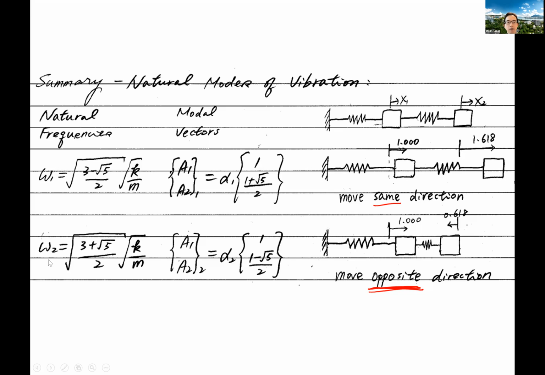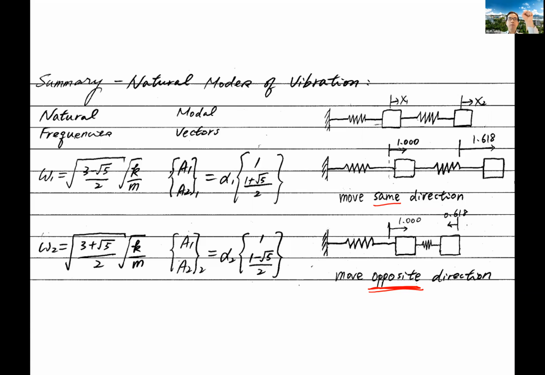And then at omega 2, if you move this to the right by 1, if you calculate, the other will be negative, which means in the opposite direction, with a 0.618. So we can see that these 2 masses move in the opposite direction, right? Hopefully you can see my hand. If you look at these 2 hands, they represent the 2 masses. So at the first frequency both will move in the same direction.